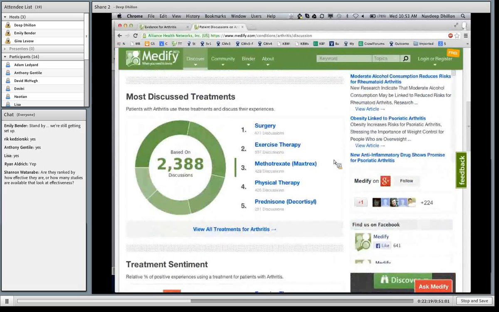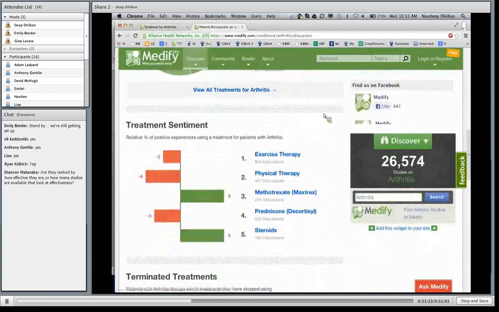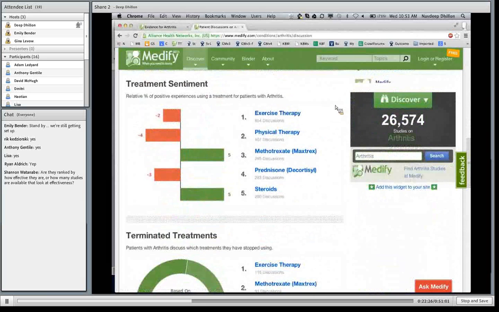The other thing is, given that somebody has arthritis, what are the treatments that they're undergoing? And that's a listing. This chart's slightly more interesting. Given that patients say they have arthritis, we look at the sentiment of them discussing particular treatments. So, for example, if they're mentioning a treatment and saying outright that, oh, I love my methotrexate, it's totally helped my condition, that's considered a positive sentiment.